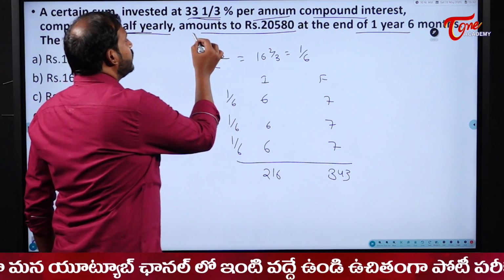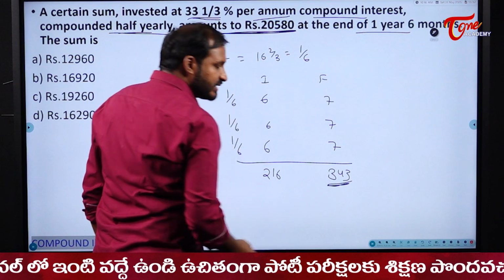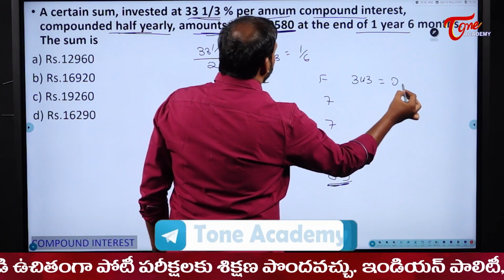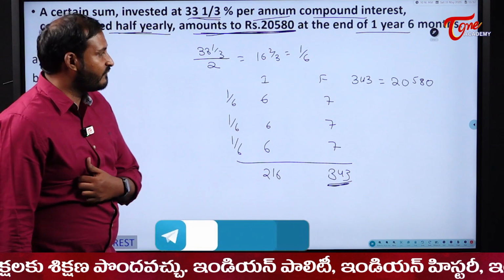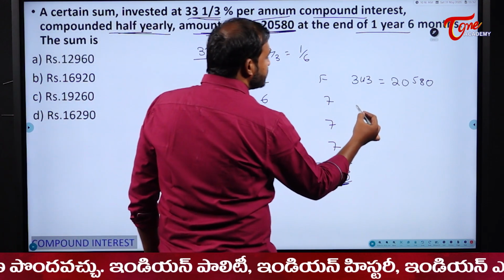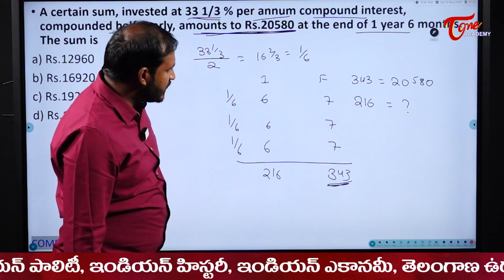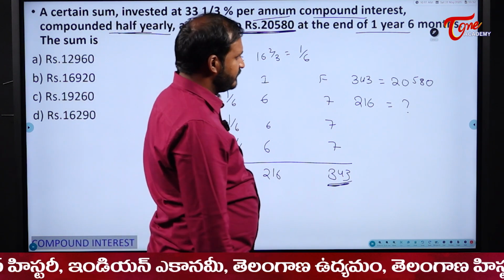they have given us the amount and they are asking us the principal. Amount means what here, students? 343. That means they have given that 343 parts is equal to 20580. Then they are asking us what is this? 216 parts. If you were able to identify it, good. If not, cross multiply it.